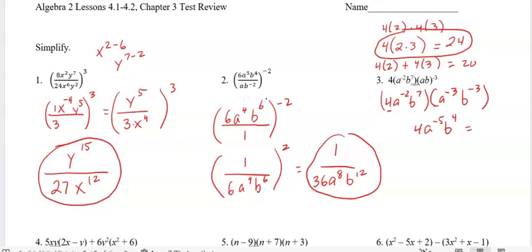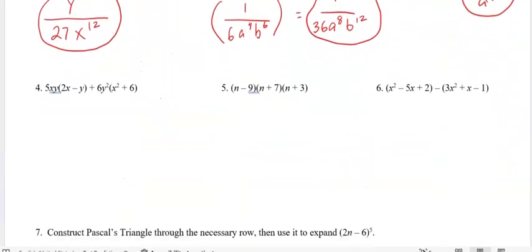And then the only thing that needs to be fixed here is this negative 5 exponent. And I fix that by just moving it to the bottom of this fraction, and then it becomes a positive. Okay, let's move on down to our next few problems.